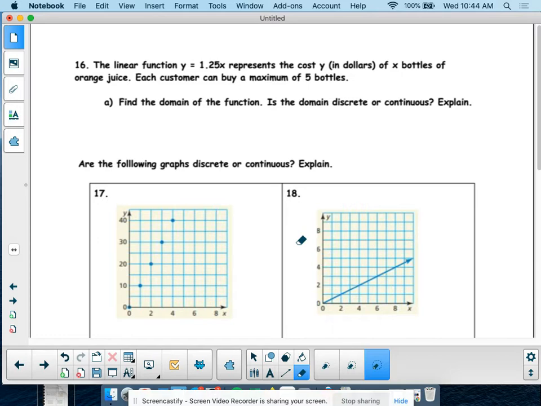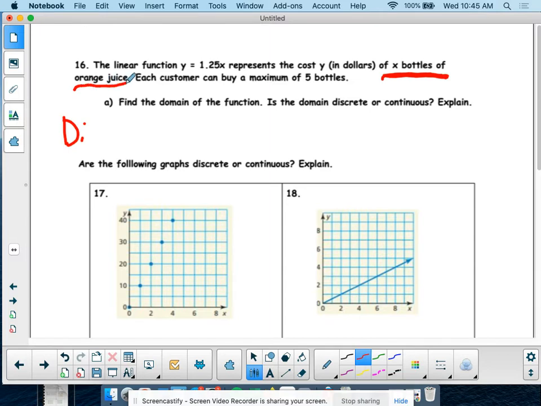Let's do number 16 together. I don't want to confuse any of you. It says the linear function y equals 1.25x represents the cost y in dollars of x bottles of orange juice. Each customer can buy a maximum of 5 bottles. Okay. It says find the domain of the function. So our domain is our input, right? Our x value. So if we look, our x is the number of bottles of juice.